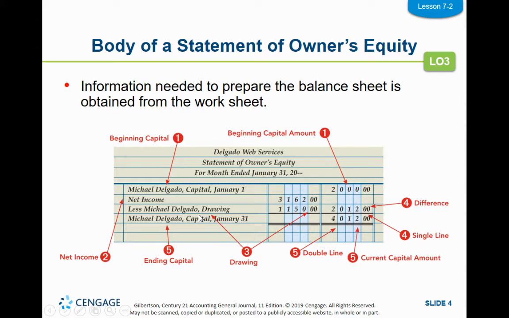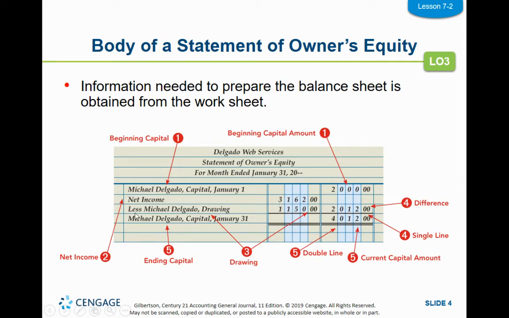Then it's a really simple form to do. Again, we have two columns, and just like the income statement, these are not debit and credit columns. They are total and not total columns. On the first line, you put the name of the owner and capital at the beginning of the month, and that balance goes in the total, the far right column. Then you take your net income and put it in the first column.